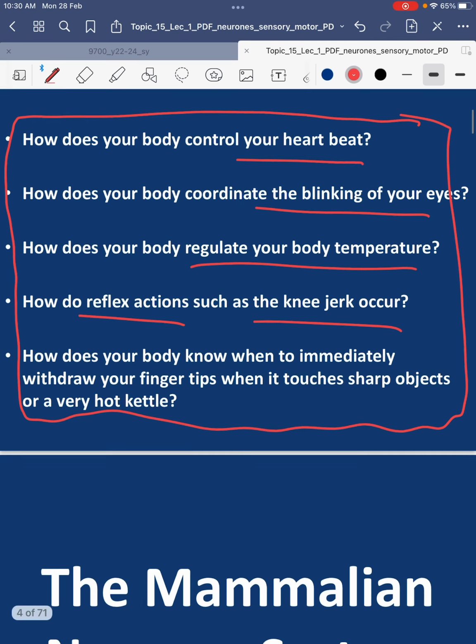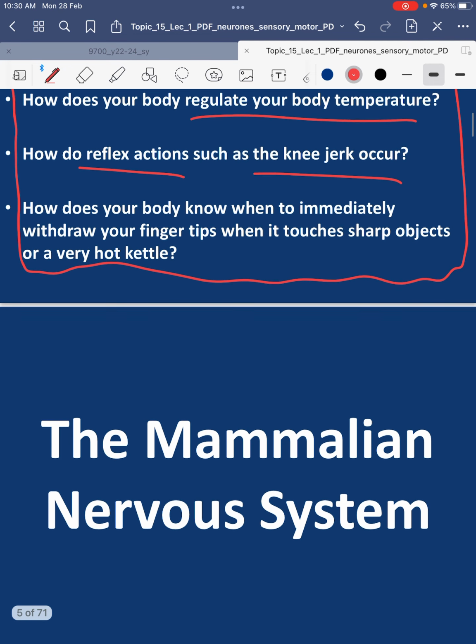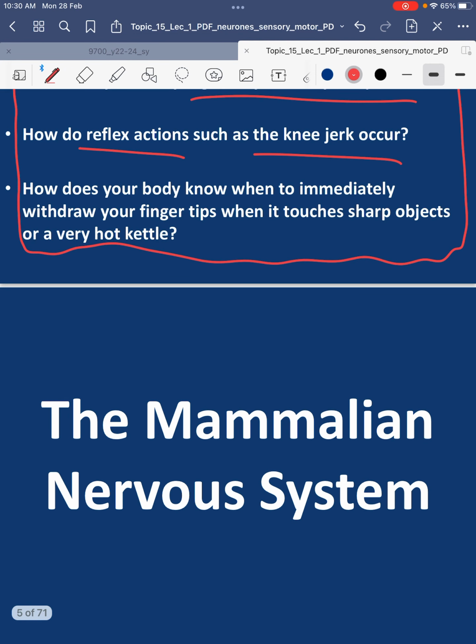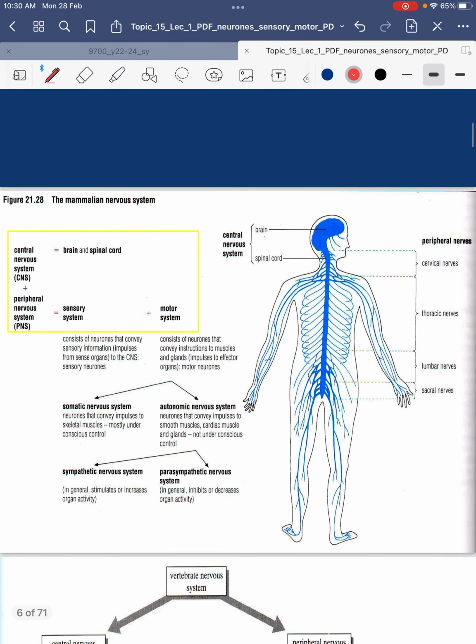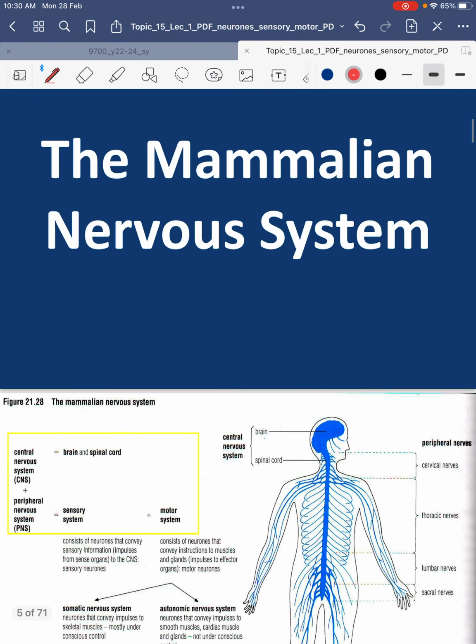These are the questions that you should be asking, so that after this lecture, some of your questions, not all, will be answered, because this is just the first lecture. Very briefly on the mammalian nervous system. This is not in your syllabus, but it's just for your knowledge. The mammalian nervous system consists of the central nervous system and the peripheral nervous system.